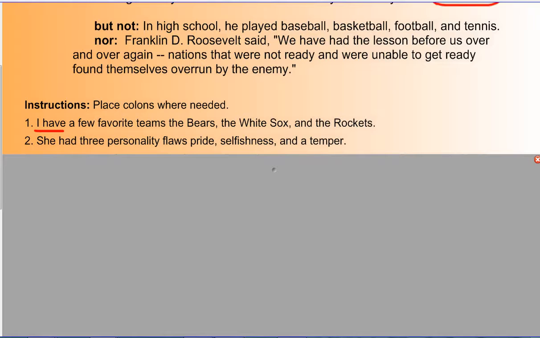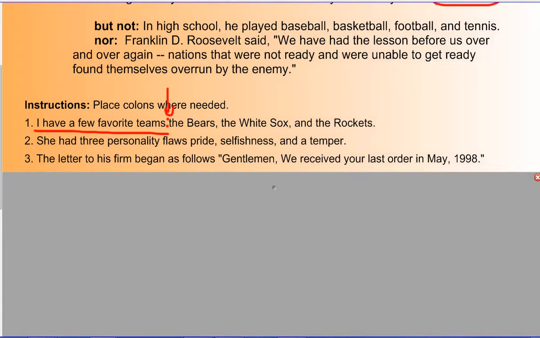Before I get to a list, I check that I have a full sentence before that, and I do. I have a few favorite teams. Could be a perfectly good sentence right there. But you might want to know what those teams are, hence the colon that I'm going to say, "and those teams are the Bears, the White Sox, and the Rockets."